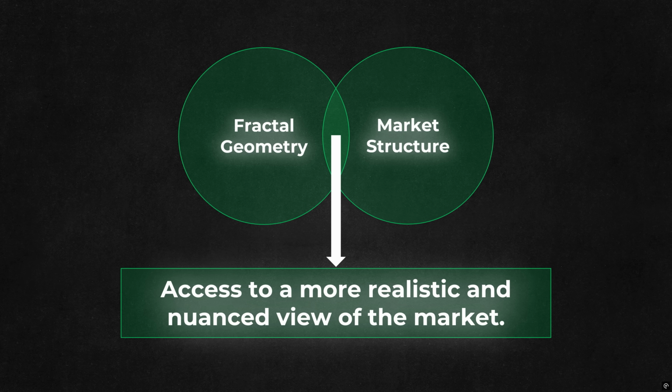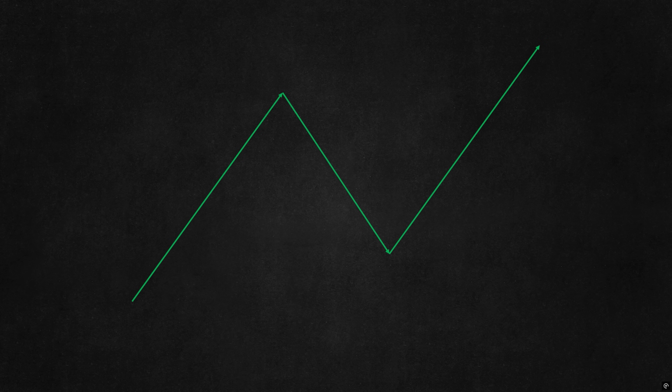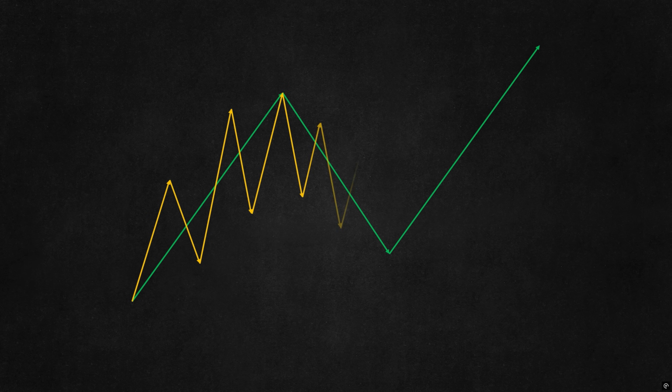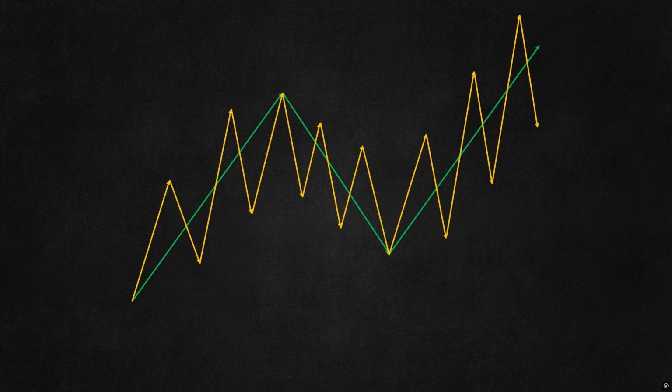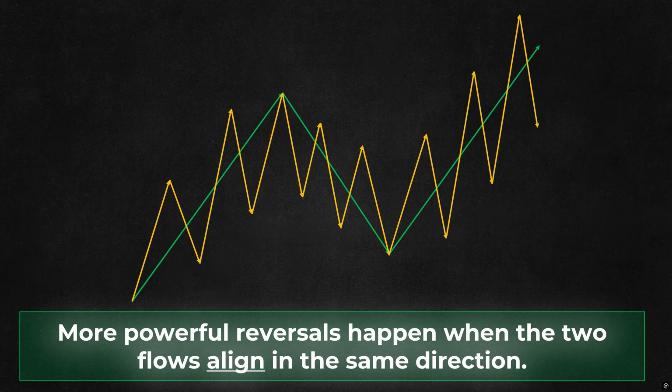For example, in this illustration, you can see a higher high and a higher low, meaning an uptrend. We can go a little deeper and see the market with greater detail. In orange, we can see a smaller flow of highs and lows inside the larger green flow. Notice that in the green retracement in the middle, the green flow is technically going up, but we can find a smaller orange flow going down. The fractal analysis of the market allows us to see a downtrend happening within an uptrend or vice versa. More powerful reversals happen when the two flows align in the same direction.